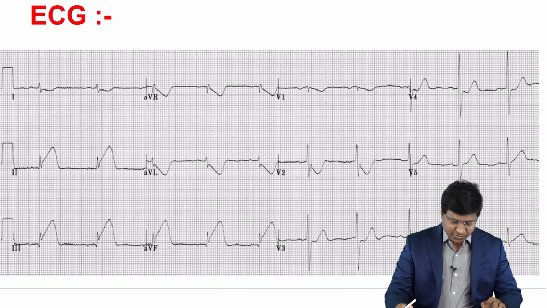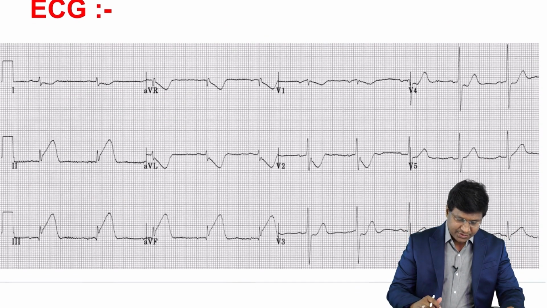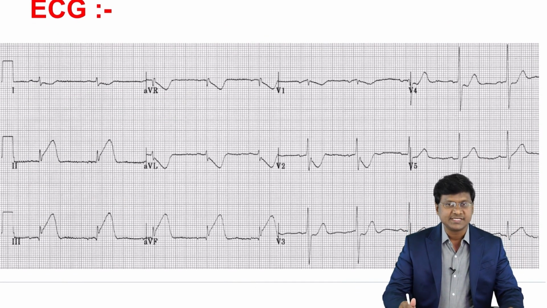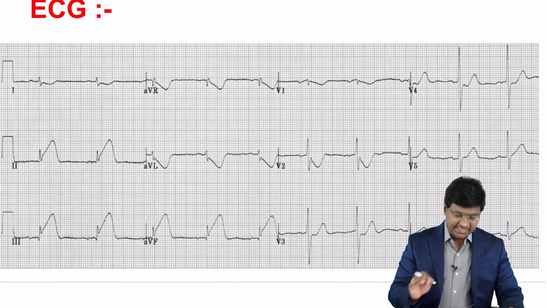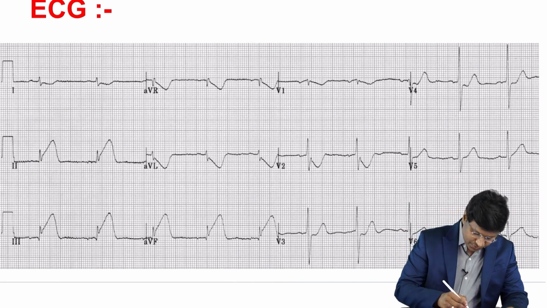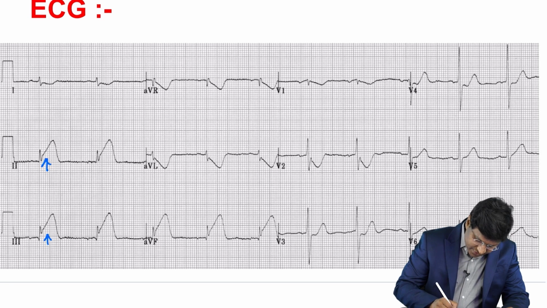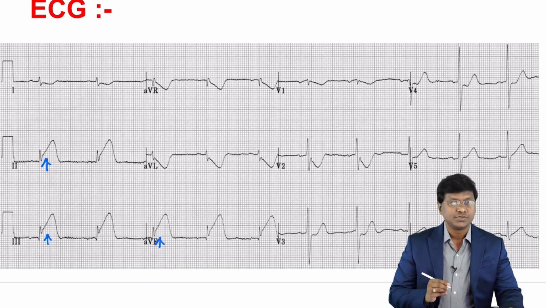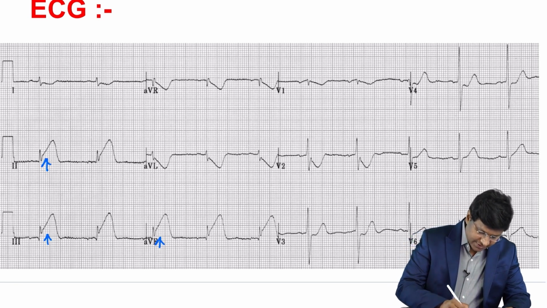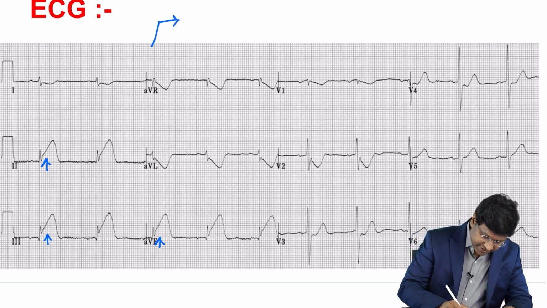So this was one of the ECGs asked in your exam. In this ECG, I'll point out what exactly are the abnormalities. You can observe that there is ST segment elevation in lead 2, lead 3 and aVF. What is this suggestive of? This is suggestive of the inferior wall MI.